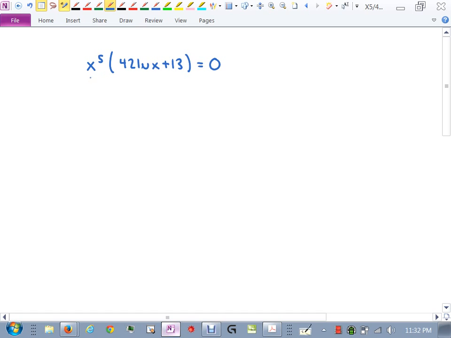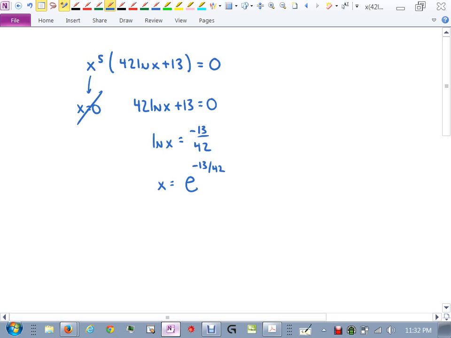So just set each one equal to 0. That one equal to 0 only happens here, but I chunked that because that can't be in my domain. So I need to figure out when 42 natural log x plus 13 is 0. Same thing as before. Isolate natural log of x, subtract 13, divide by 42, and then take e on both sides. If you do that, you get e to the negative 13 over 42. And I'm going to figure out what that is on my calculator.